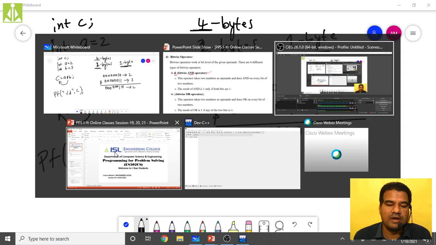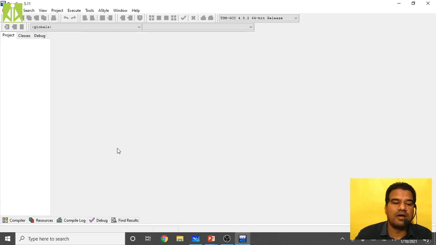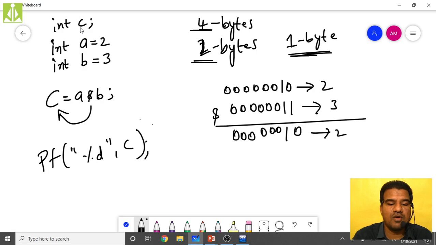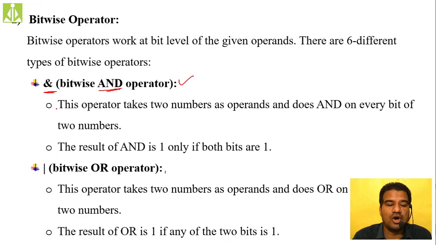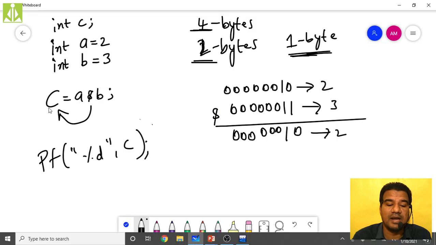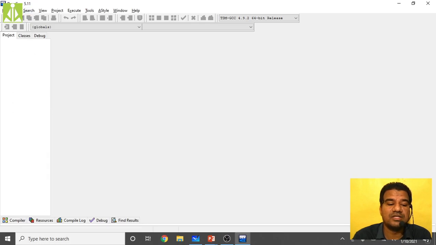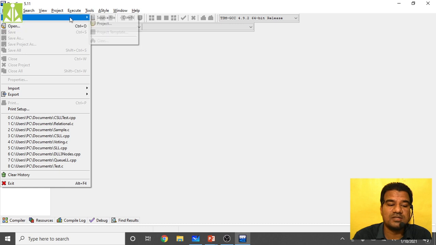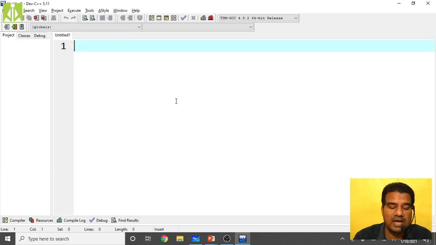So quickly we go and see that working on our compiler. What operation am I performing here? Bitwise AND operation, which will operate at the bit level. So I am going to the compiler and we see whether whatever we discussed is correct or wrong. So I am taking a source file and I have started writing my program.